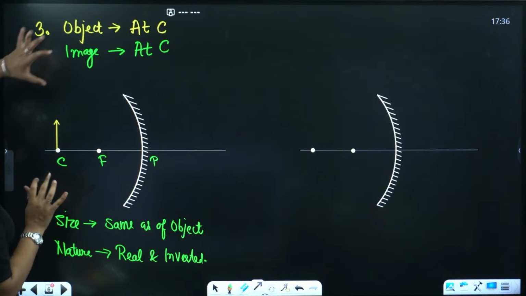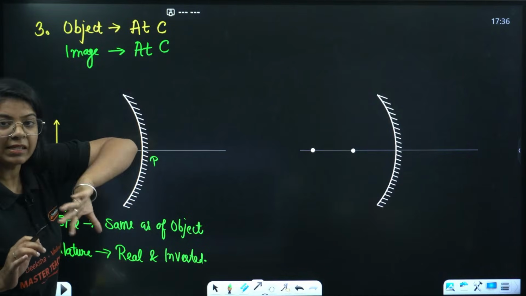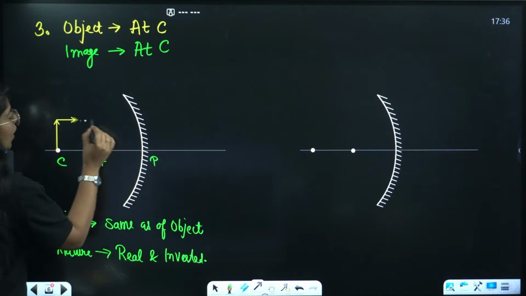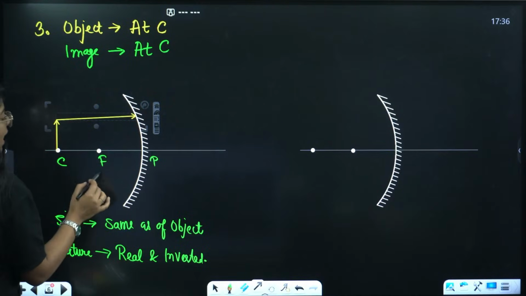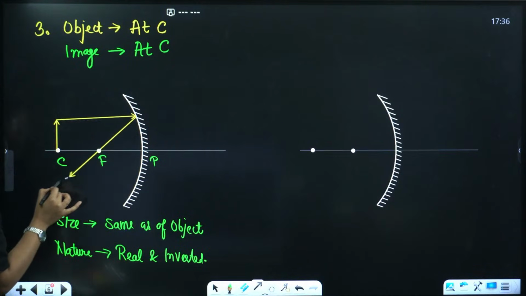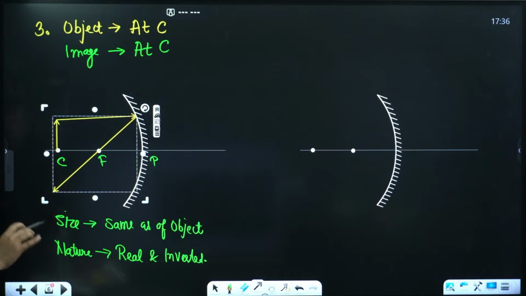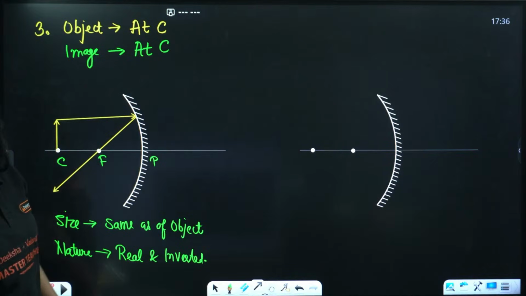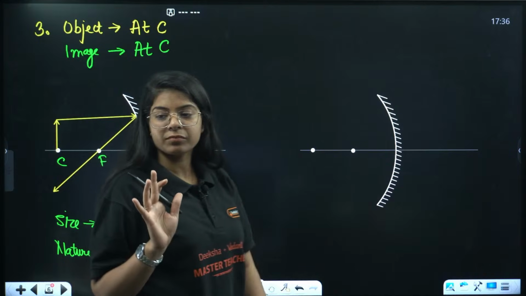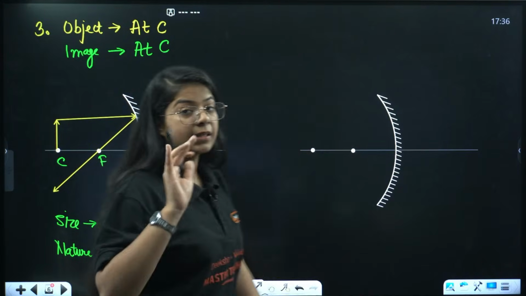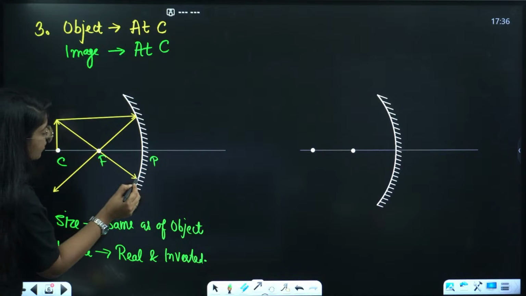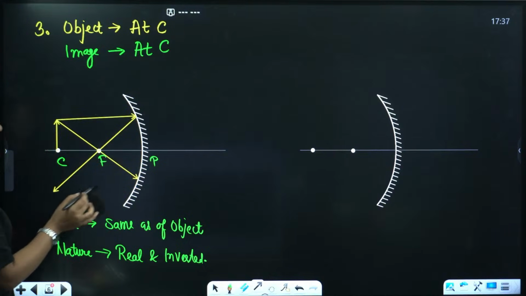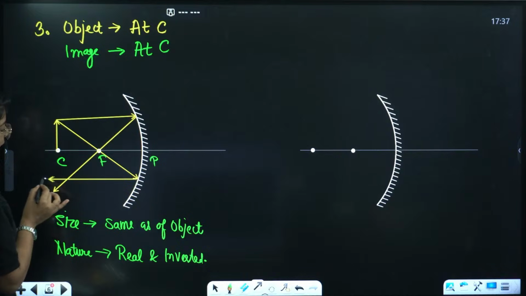We know that the image will be forming at C. ठीक है. So you have to again make a ray parallel to the principal axis. Done. And then that same ray passes from the focus. सही हो गया. परफेक्ट हो गया पहला केस. ठीक है. Then the second is, now the ray passes from the focus. The ray passes from the focus, gets reflected back and touches the center of curvature.